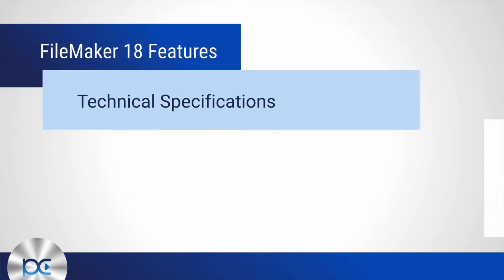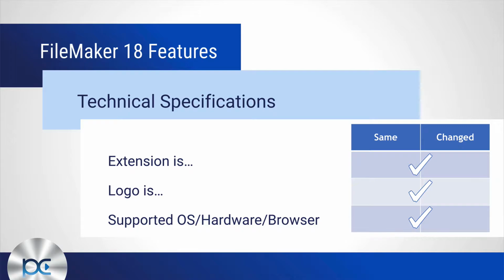We'll start with the file extension. In 17, it was .fmp12. In FileMaker 18, it is now .fmp12. So it's the same. Very easy.